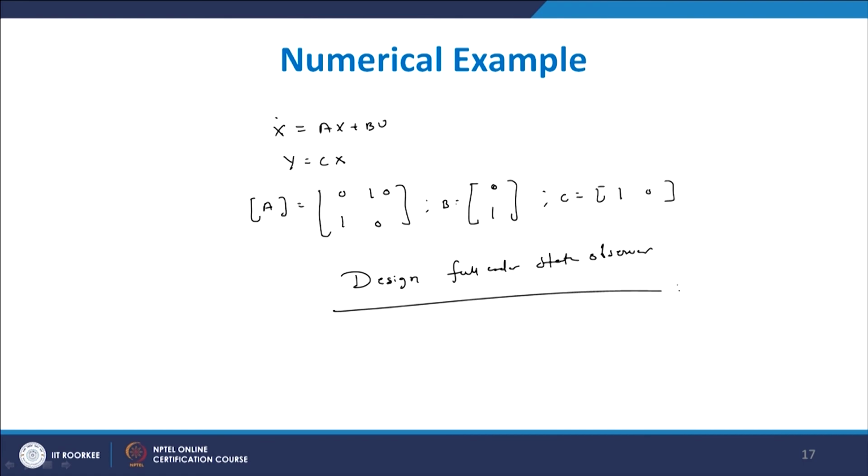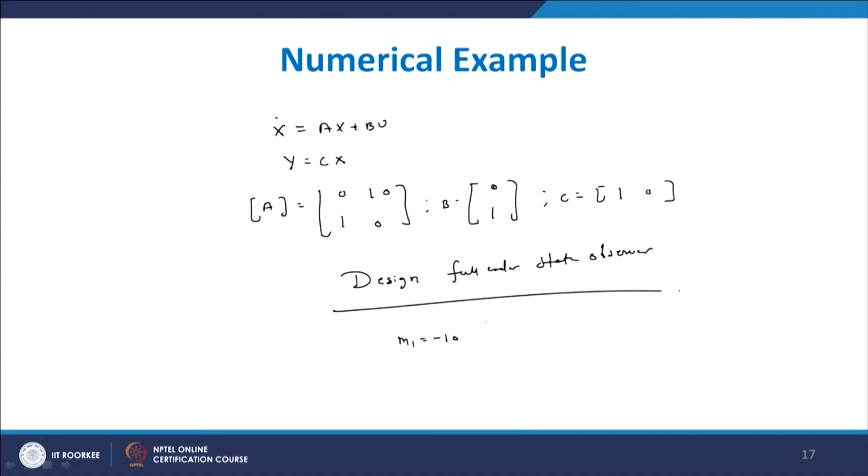So when we are designing the full order state observer, we have to decide where we want to place the observer poles. That means similar to controller poles, we have to place the observer poles. Let us say for this problem the observer poles, let us say m1 equal to minus 10 and m2 equal to minus 10.